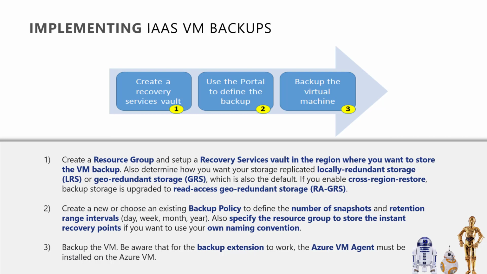Also, don't forget to specify the resource groups to store the instant recovery points if you want to use your own naming convention. Otherwise, Microsoft will use its default naming convention and it will not follow your naming convention. And as a final step, you should enable the backup for all the VMs you want, but be aware that to be able to backup any IaaS VM, the VM snapshot extension for Windows VMs and the VM snapshot Linux extension for Linux VMs need to be installed, which isn't the case when you, for example, lifted and shifted an on-premises VM. Then you first need to install it on those VMs.